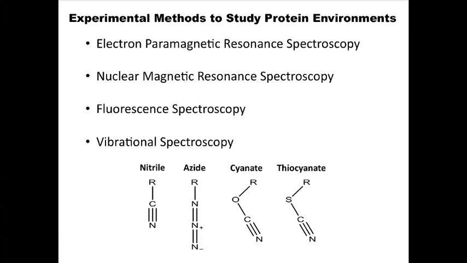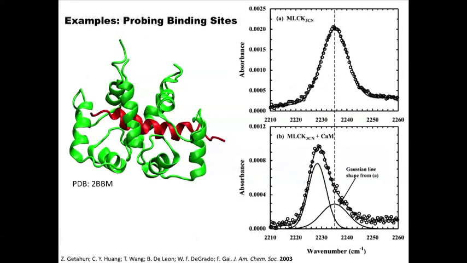There are several requirements to become a candidate as a probe molecule. The vibrational transition must reside in an uncongested region of the spectrum. It ideally will have an extinction coefficient comparable to or larger than the amide I mode of peptides, and it must be sensitive to its environment.